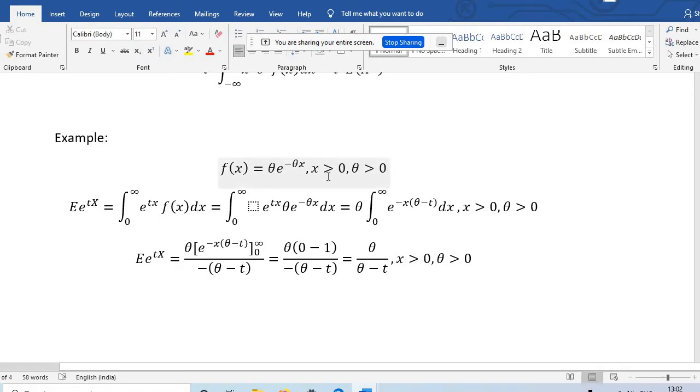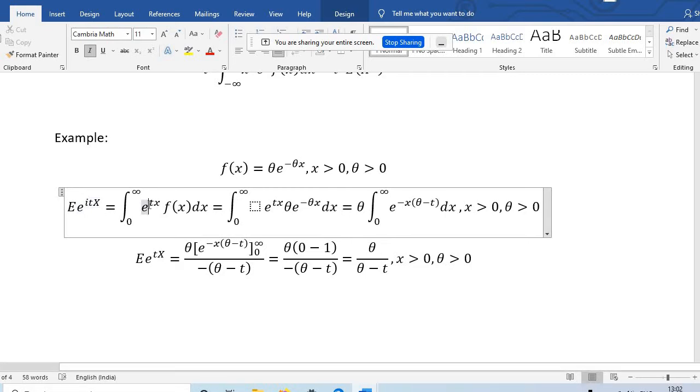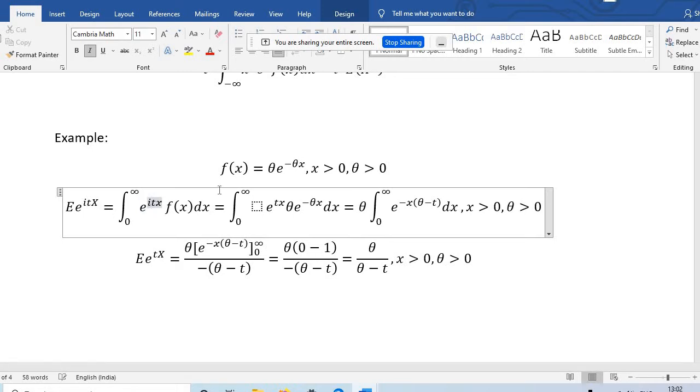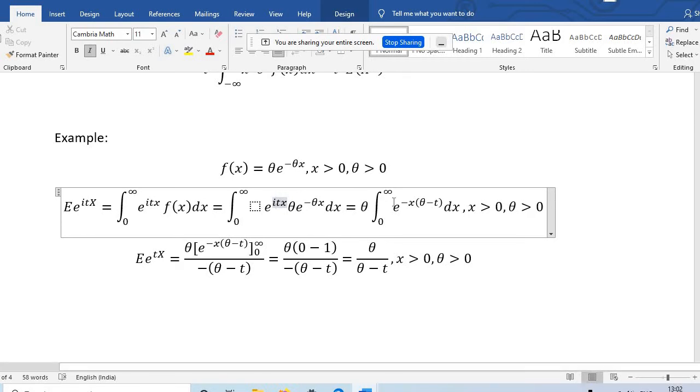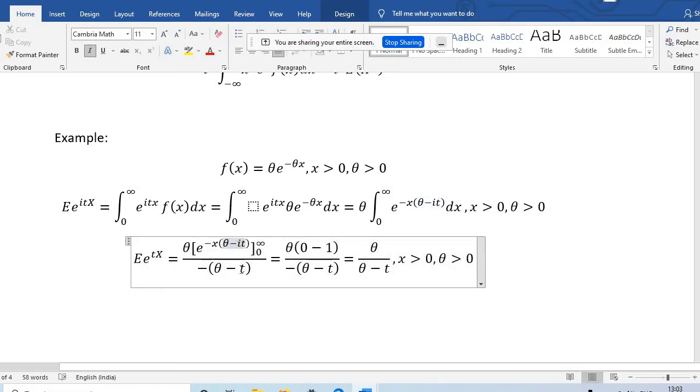f of x equal to theta e raised to minus theta x, x greater than 0, theta greater than 0. What is the expectation of e raised to itx? So along with the t you can put i, so everywhere you can see i. Here also there will be one i, and instead of -1 it will be -i.